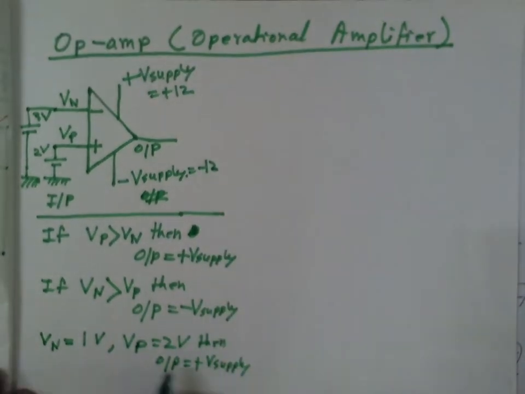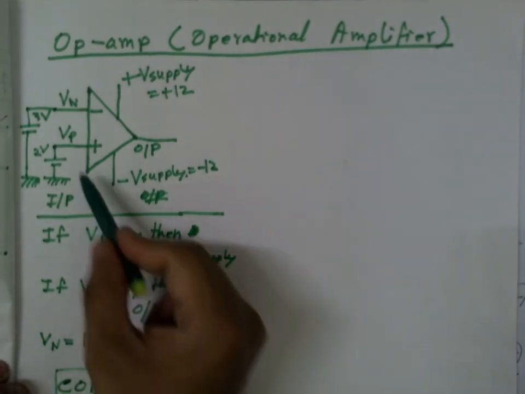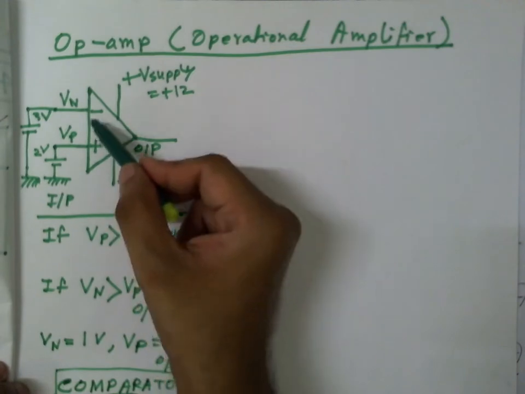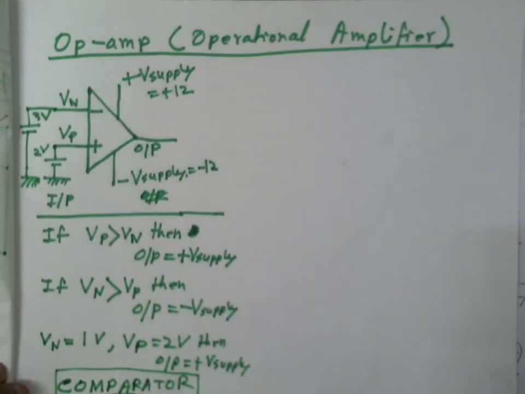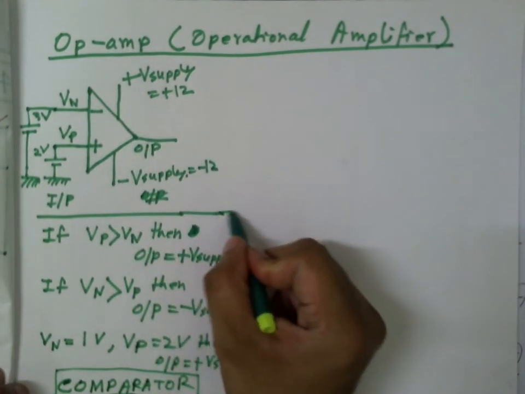That's why this behavior of an op-amp is also called a comparator. It compares two inputs, and if the plus input is higher, the output is positive. If the minus input is higher, the output is negative. As simple as that.